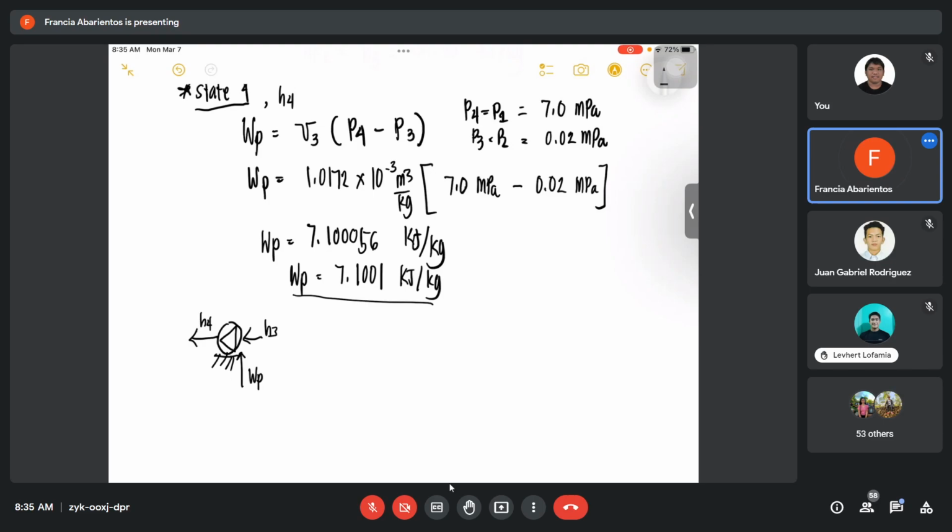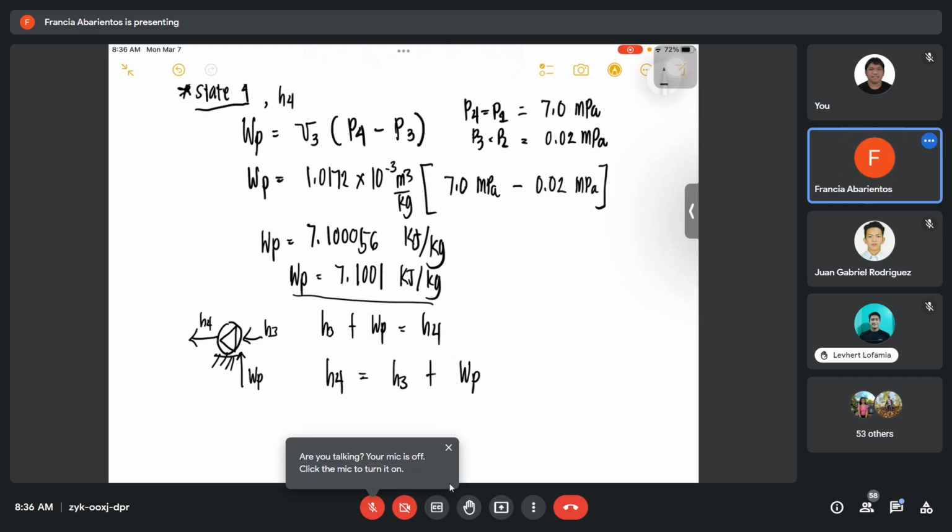Diba? So, all entering, H3 plus work of the pump. So, in finding for the H4, we make use of this plus the work of the pump. Sige nga, ano nga yung H3 natin? We have now the H3.